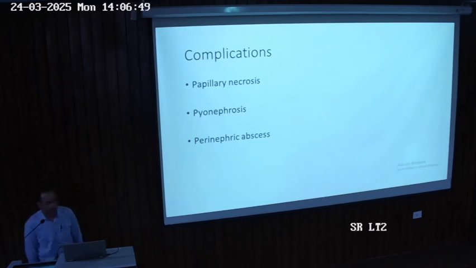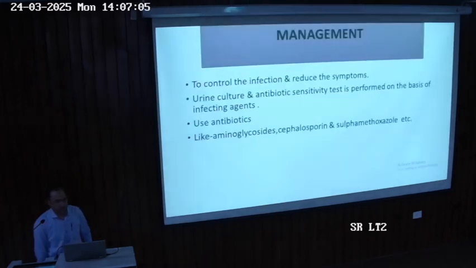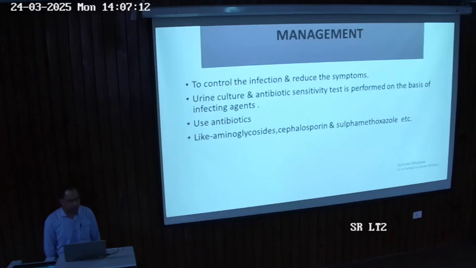What are the complications of acute pyelonephritis if we do not treat this condition? The patient can present with papillary necrosis, and it can progress to pyelonephrosis, renal abscess, and perinephric abscess. So management: this is an infection, so first we need to control the source of infection. First send urine for culture and sensitivity. According to the culture and sensitivity, we start antibiotics. Usually antibiotics given are aminoglycoside, cephalosporin, and sulfamethoxazole. Before starting an aminoglycoside, we need to check serum creatinine because this is a nephrotoxic drug.